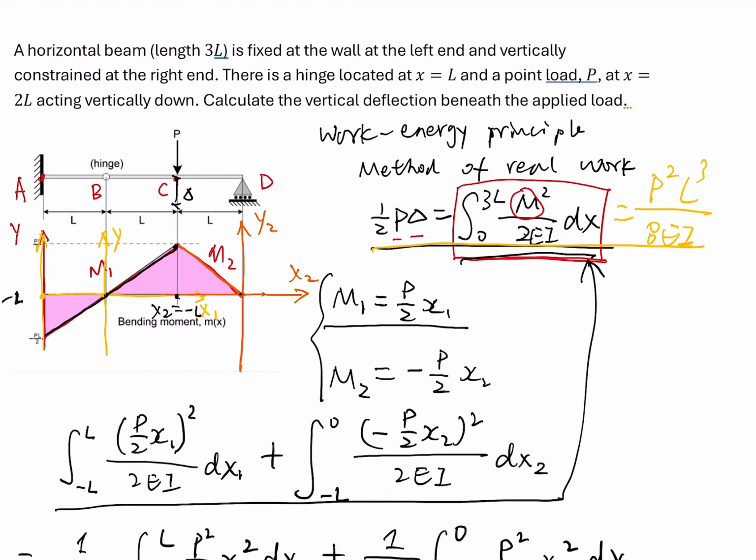Then we divide both sides of this equation, and we get delta equal to P squared L cubed over 8EI divided by P over 2. Then we get delta equal to PL cubed over 4EI. So this is the final result for the deflection at point C. This method is the work energy principle, or we call it the method of real work.